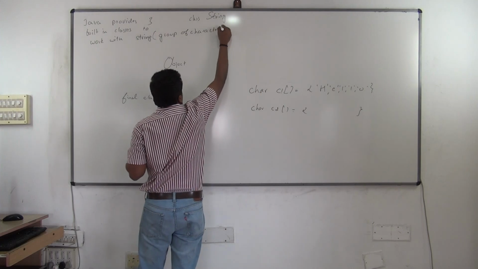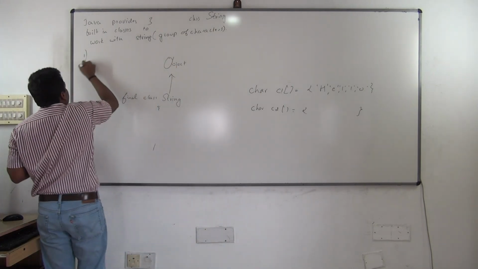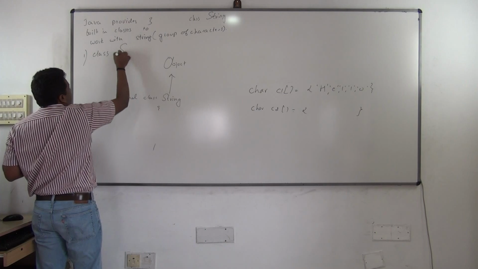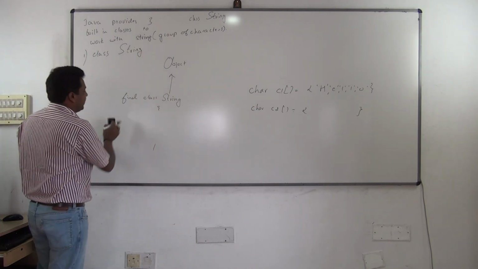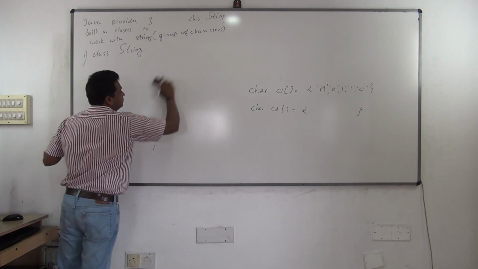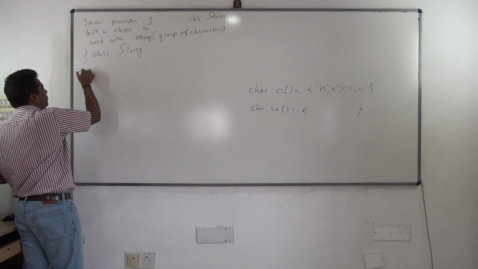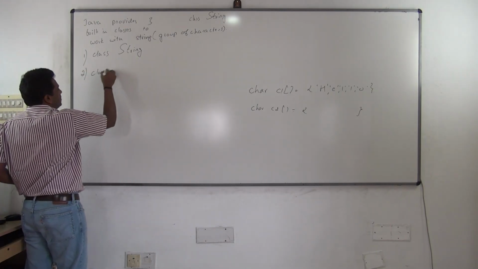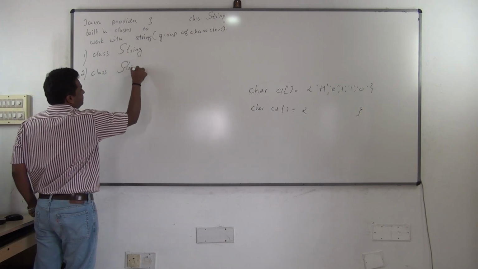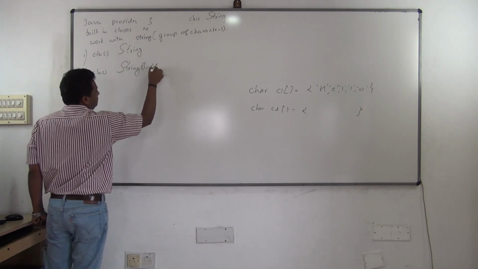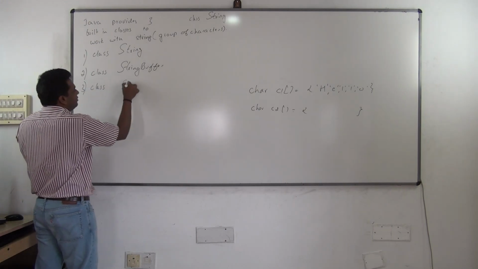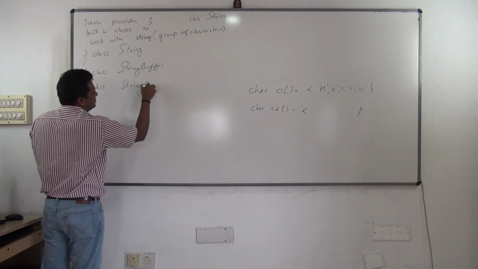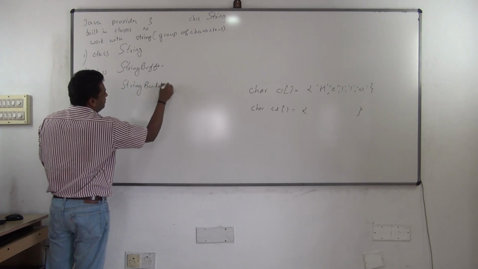Which are the three classes? First one becomes class String. So class String is used to work with what? Group of characters. We'll come back to this. Then next, you got one more class called class StringBuffer. Then you got one more class called StringBuilder. So all these classes are present here in the lang package only.